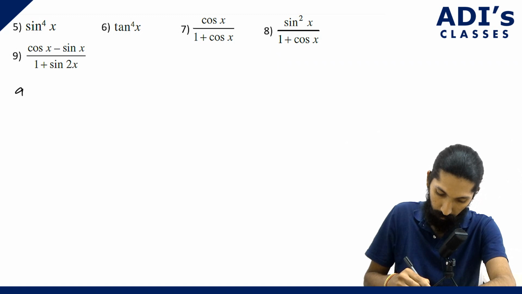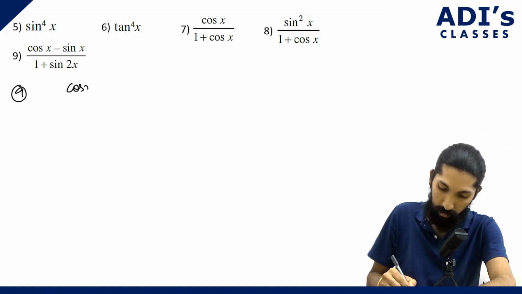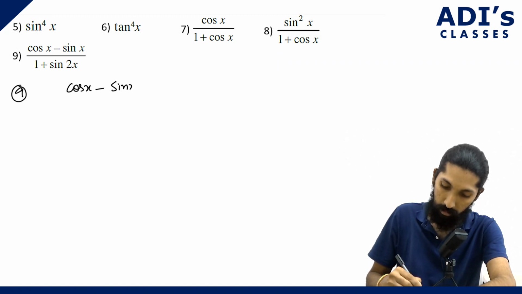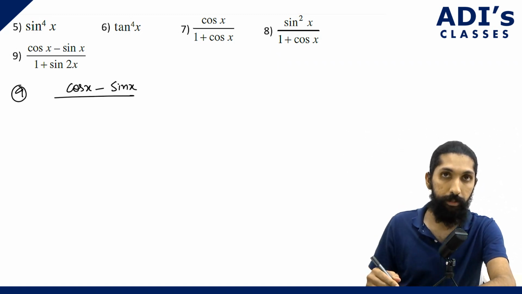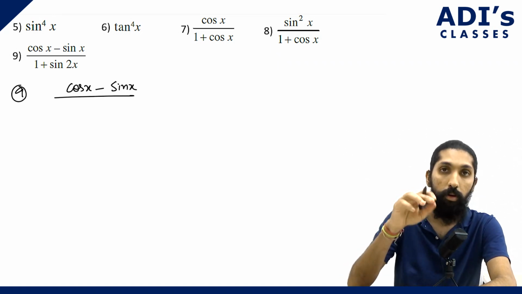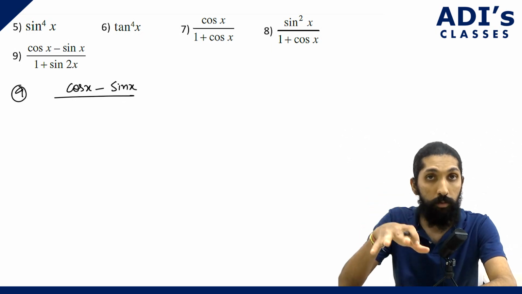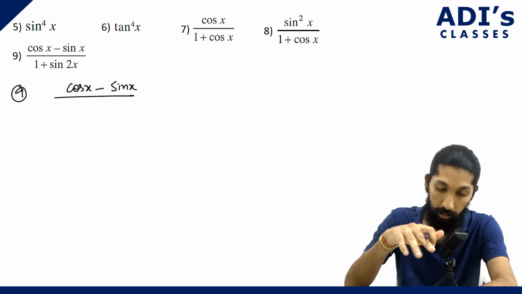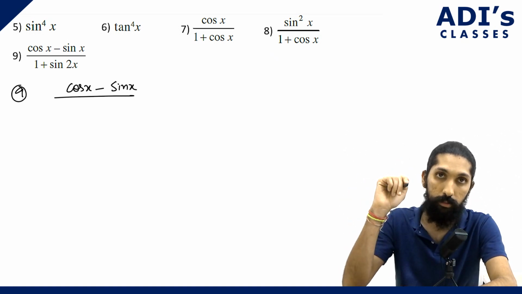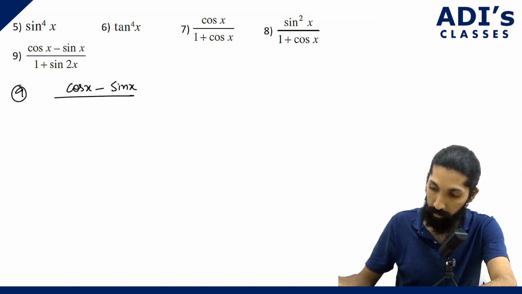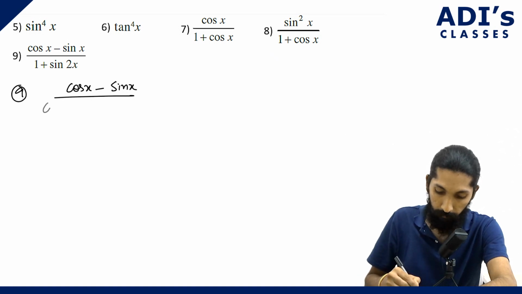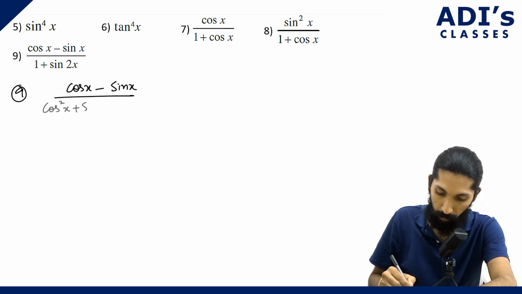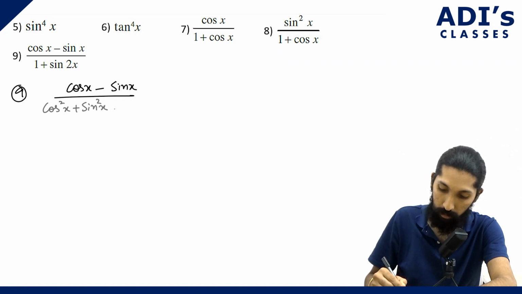You have cos x minus sin x by 1 plus sin 2x, right? Now, 1 you can write it as cos square x plus sin square x, right? And sin 2x you can write it as 2 sin x into cos x. So, basically in the denominator, we will have cos square x plus sin square x plus 2 sin x into cos x.